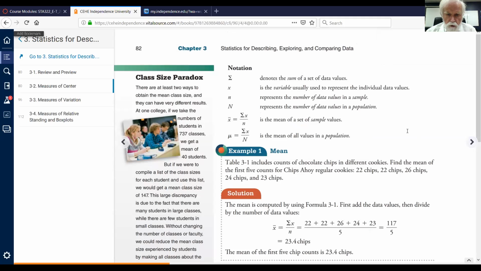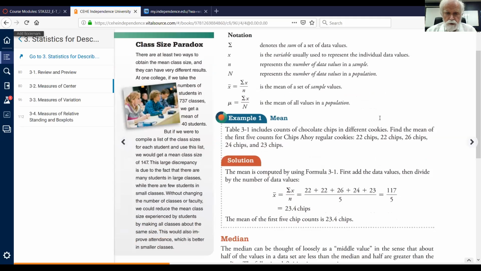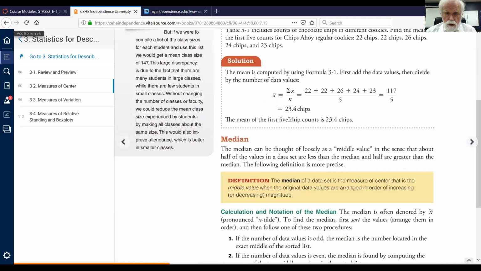Let's take a look here at some other forms of notation. Small case n is the number of data values in the sample set. Capital N is the number of data values in the population. And mathematically, we represent this as x bar. The sample mean is the sum of the sample values divided by the number of data points in that sample. And then mu is the sum of the values divided by the total population. This kind of notation is used to help us remember that we're talking about a total population as opposed to a sample of that population.